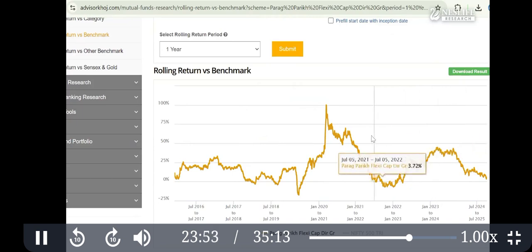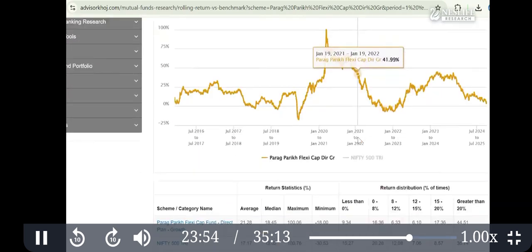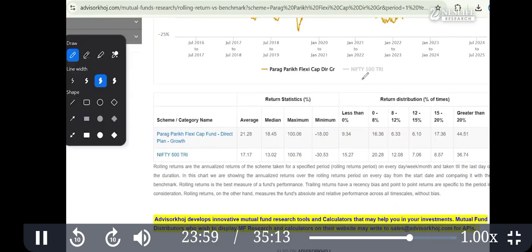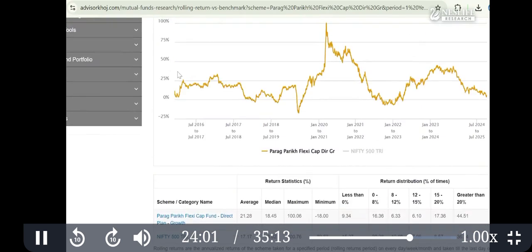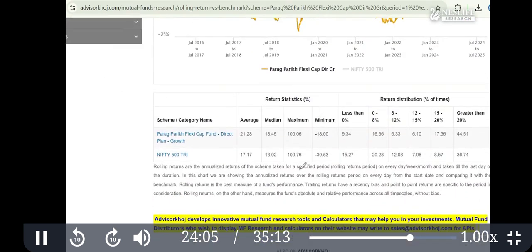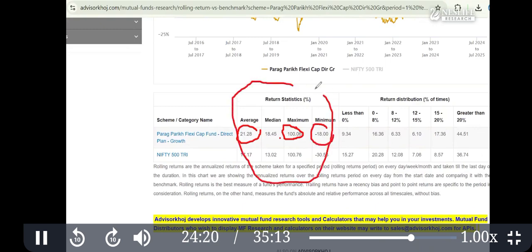But this is not rolling return. Rolling return is down here. The statistics is the rolling return. So there are so many data points. On those data points, the statistical analysis is done, and how much is the average of all those returns? How much is the median? How much is the maximum? And how much is the minimum? Okay, this is the rolling return data statistics.